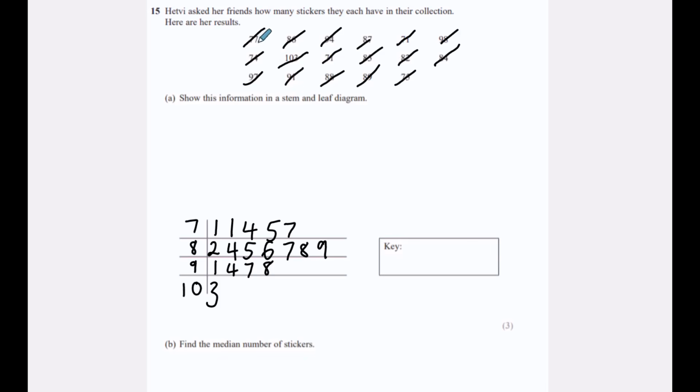So we started with 17 numbers, and we've counted 17 in the diagram. So there, that's our stem and leaf diagram. We need the key. So we'll put 7, line 1 is equal to 71, and that's stickers.